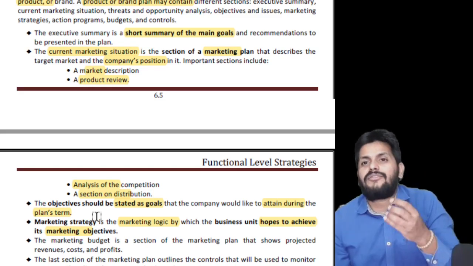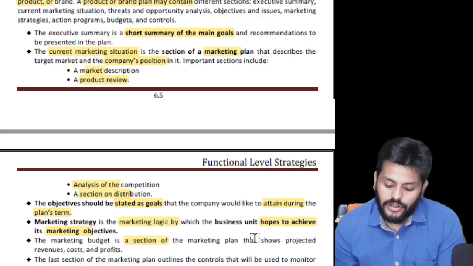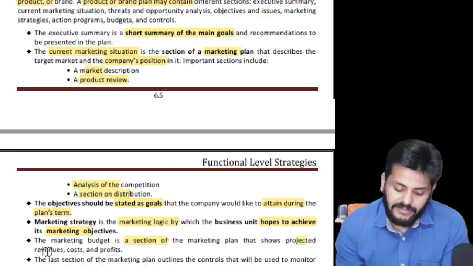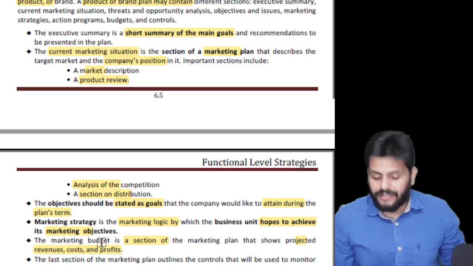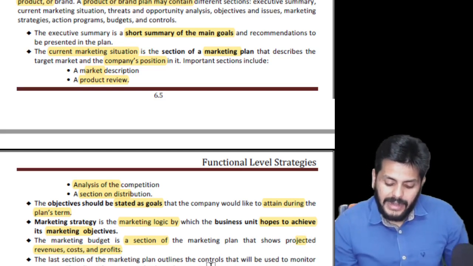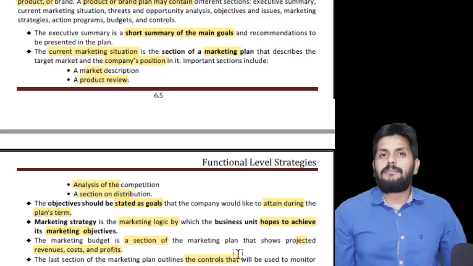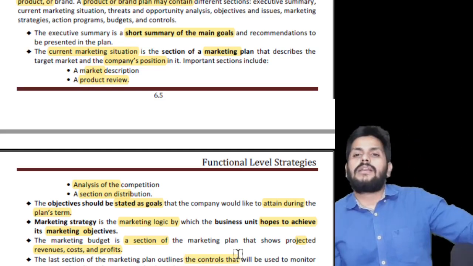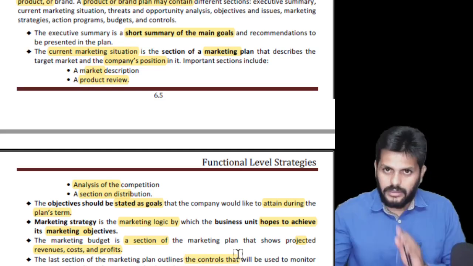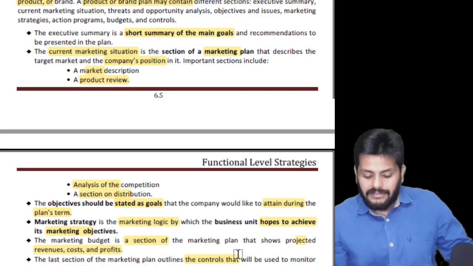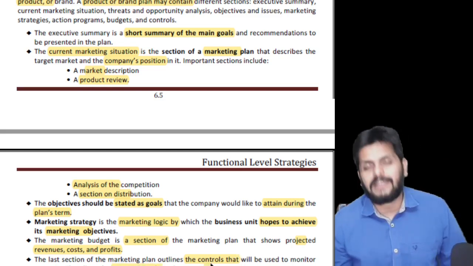Then obviously for doing this marketing you need money, so the marketing budget is a section of the marketing plan that shows the projected revenues, cost and profit. How much should we spend, how much will we get, what will be the profit. The last section of the marketing plan outlines the controls that we will need to monitor the progress. Is our marketing plan going the way we want it? Are we able to achieve whatever we want to in this process? If not, take corrective actions to achieve that. This allows for progress checks and corrective actions.